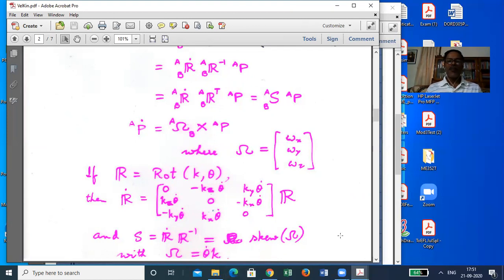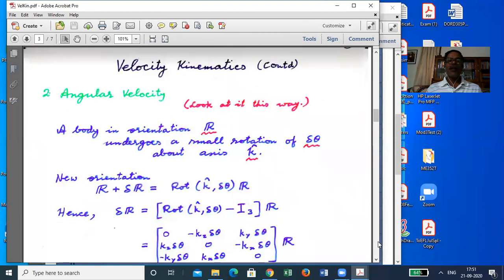So now look at another way of developing this. Look at the angular velocity this way. A body in orientation r undergoes a small rotation of delta theta about an axis k. Fine. So the new orientation.